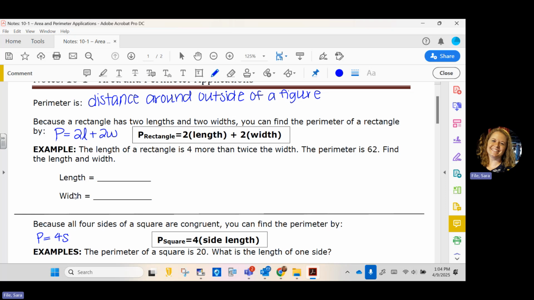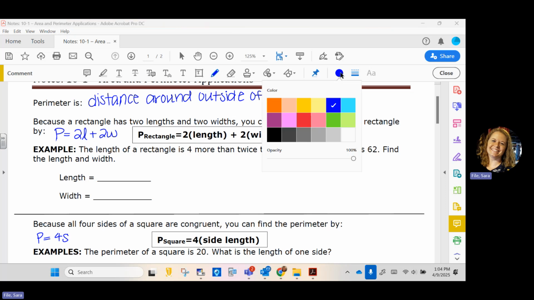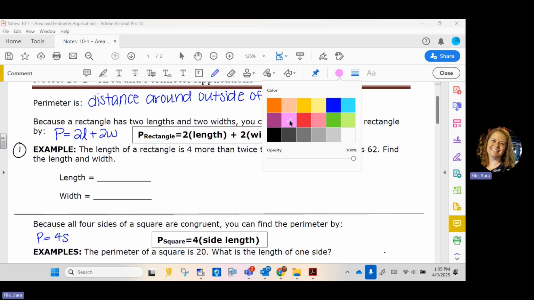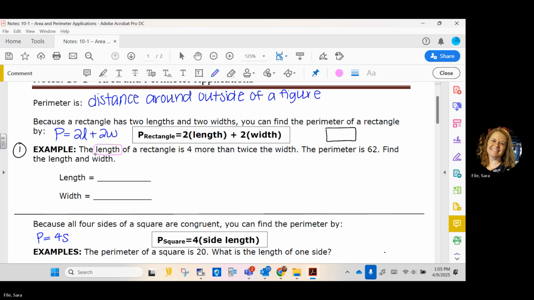So now let's try some of these examples with perimeter and circumference. In this first one, I'm going to number this number 1. The length of a rectangle is 4 more than twice the width. The perimeter is 62. Find the length and width. So remember, in a rectangle, we've got 4 sides. The 2 across from each other are the same. So we're going to come up with an equation to represent what it says right here. The length is 4 more than twice the width.